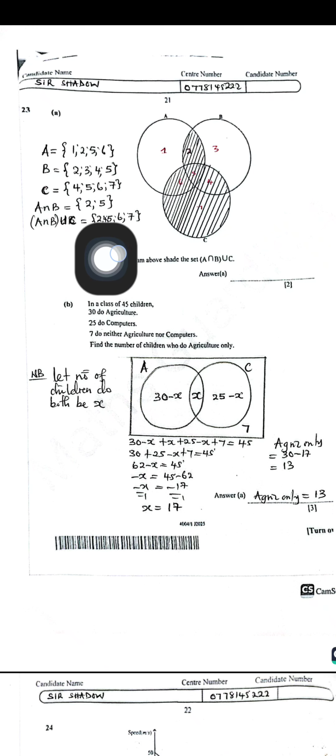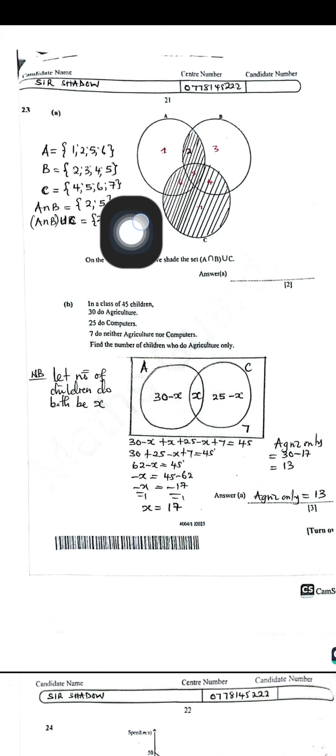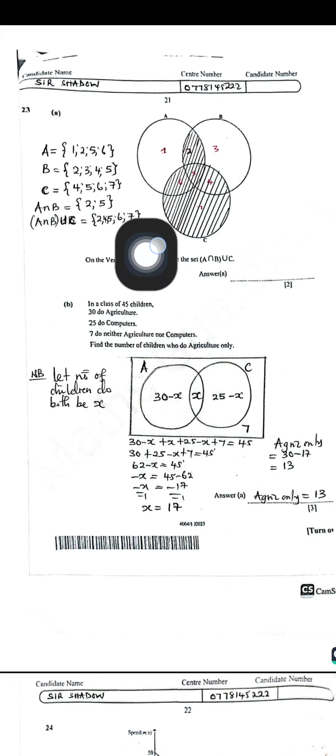Writing these numbers in their order, the first number we have is 2. Write 2 right here. We have 4, we put 4 right here. We have 5 right here. We have 6 right here. We have 7 right here. So we have 2, 4, 5, 6, 7.